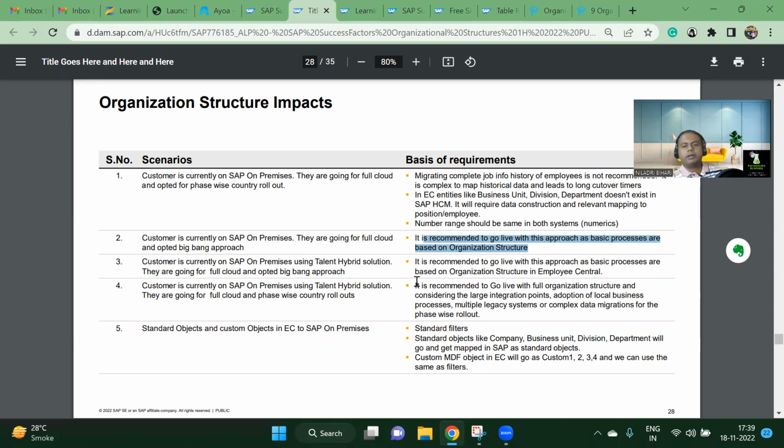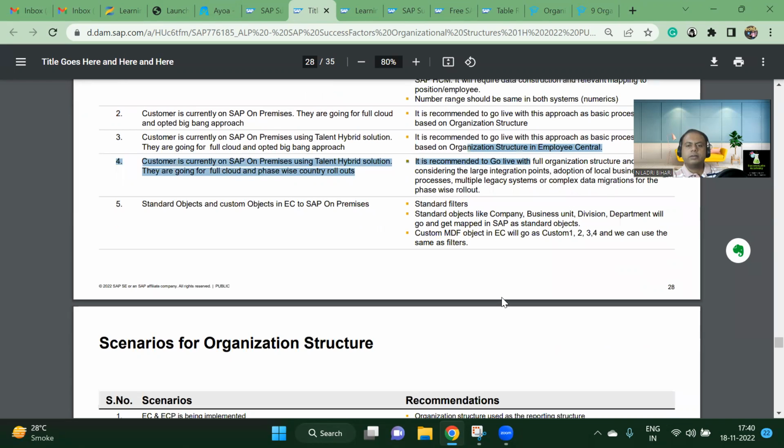Okay, so it is recommended to go live with an approach as basic processes are based on the org structure in employee. If you're doing based on your org structure, there's no problem. Next one is we have full org structure and considering the large integration points, adoption of local businesses. Okay, so not standard filters.